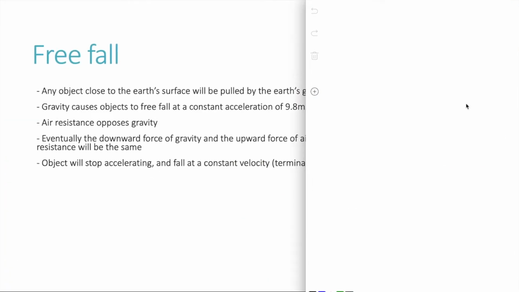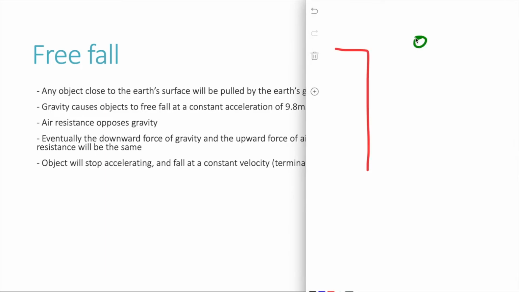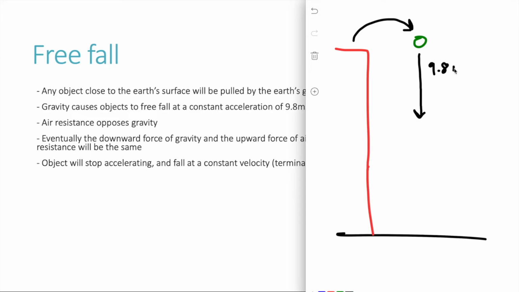It might be easier to take a look at it on this whiteboard. Let's just imagine a big cliff here, and you throw a ball off the cliff. What will happen is that the ball will start to accelerate downwards, and as I said before, it accelerates at 9.8 meters per second squared. So the ball will start to accelerate downwards as a result of the force of gravity.